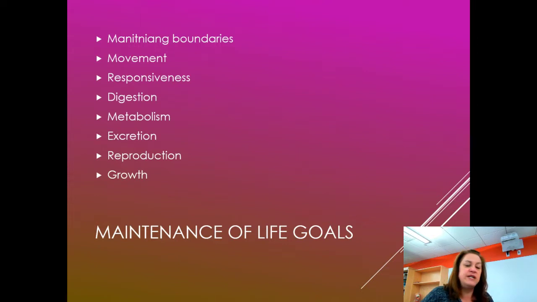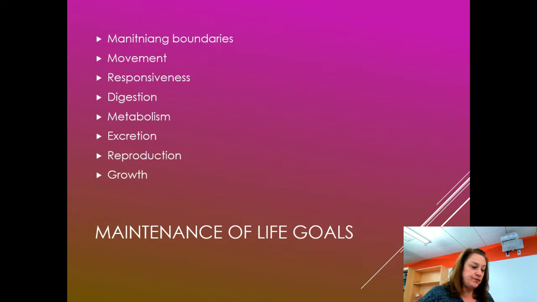And then growth, we need to increase in size. We don't start out as a little baby and stay as a baby. We need to be able to be born and grow into an adult. Various different mechanisms insofar as our growth goes. So these are our maintenance of life goals. If our body can't complete these 8 things, we're going to have a problem.